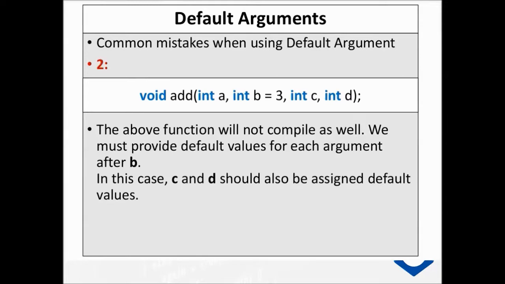The second mistake is when we define a function void add(int a, int b = 3, int c, int d). Similarly, the above function will not compile as well. We must provide default values for each argument after b. It means when we write int a and then int b = 3, here b = 3 is the default argument. After declaring a default argument int b = 3, we must declare c and d as default arguments as well.